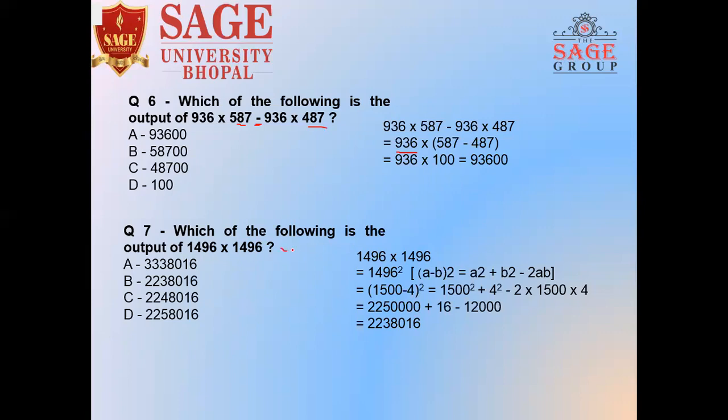Which of the following is the output of 1496 into 1496? So the nearest number to 1496 is 1500. So what do we write? 1500 minus 4 whole raised to power 2, and we know (a minus b) square is equal to a square plus b square minus 2ab. While using this expression, we can find out the answer, 2238016.